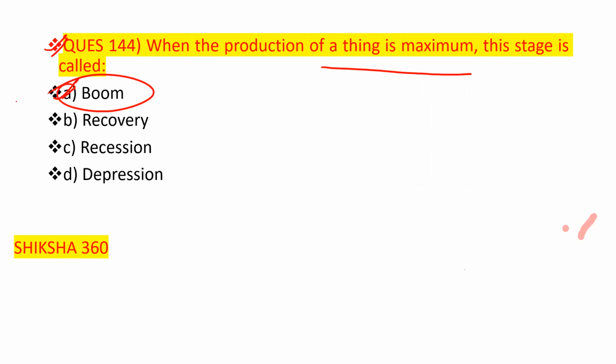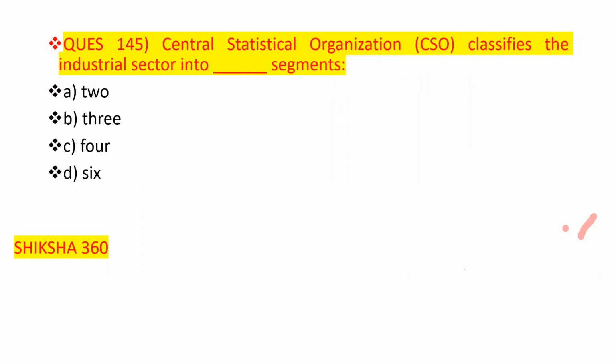So up to this point we have discussed the questions regarding chapter number 5, the business cycle. So in the examination, if they ask any question regarding the business cycle, definitely you are able to answer the question, because we have discussed all the different types of questions. Now move to the last question of our today discussion.